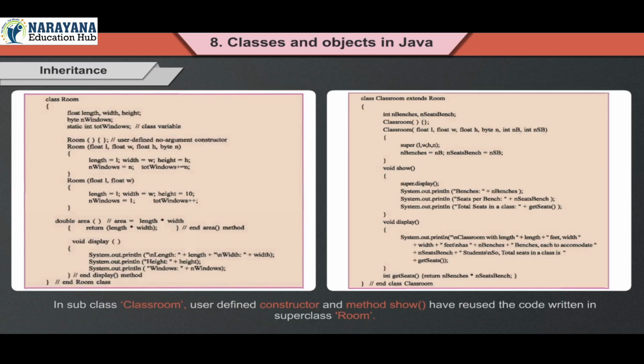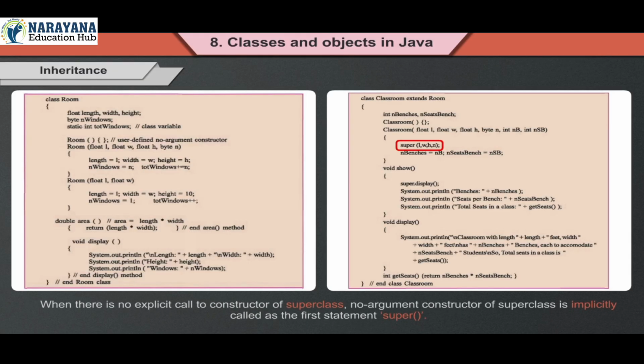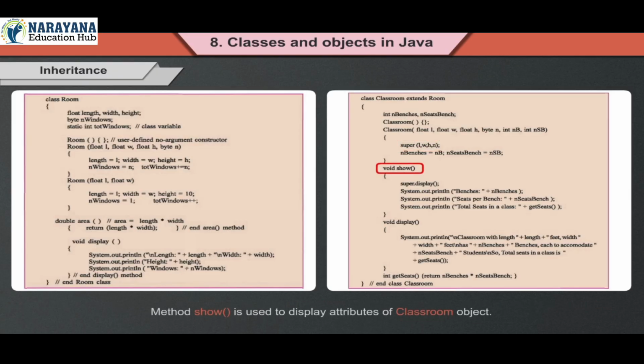In subclass classroom, user-defined constructor and method show have reused the code written in superclass room, as constructors of a superclass are not inherited in the subclass. Keyword super is used to call the constructor of superclass in the constructor of subclass. This call must be the first statement in the constructor. When there is no explicit call to constructor of superclass, no argument constructor of superclass is implicitly called as the first statement super. Method show is used to display attributes of classroom object.